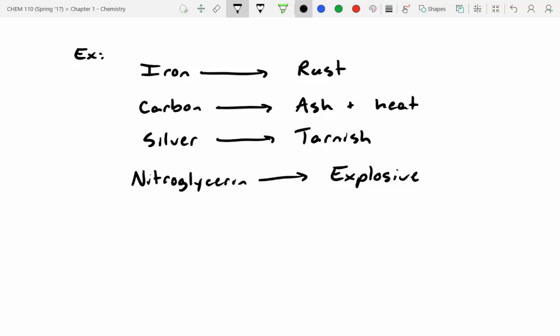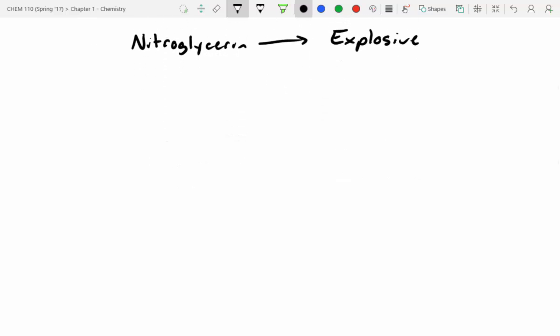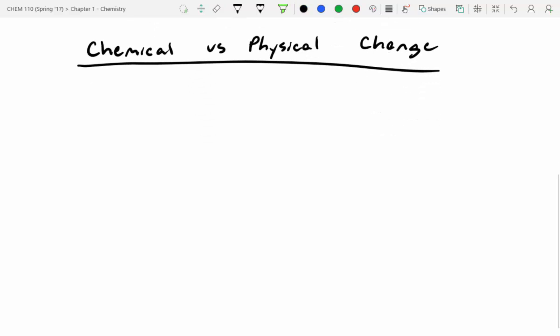All right, so let's talk about chemical versus physical change, and then try to predict whether this change is going to be a chemical change or a physical change. All right, so let's say we fry an egg. What do you guys think? Is that going to be a chemical or a physical change?